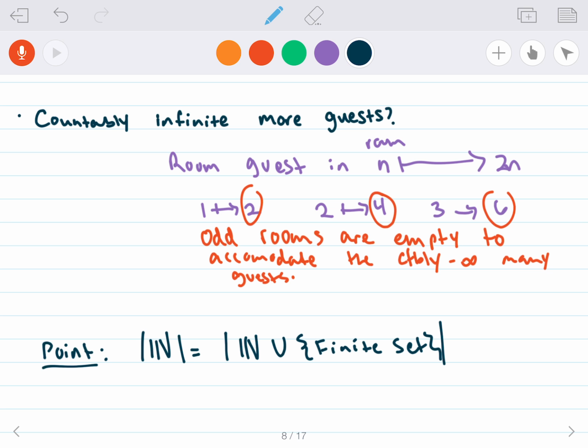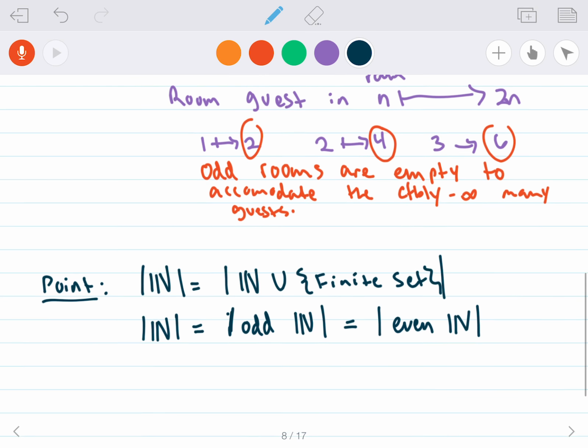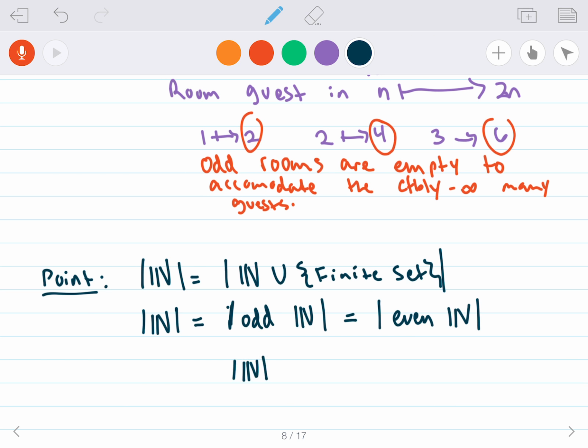And so the next lesson here is that because a countably infinite number of people showed up, and we were still able to fit them in N rooms, we also learned that the size of the naturals is the size of the odd naturals and the even naturals, and that the cardinality of N is equal to that of N union N. So if we have a countable set and we tack on another countable set, it's going to be countable no matter what. That's the point of this.